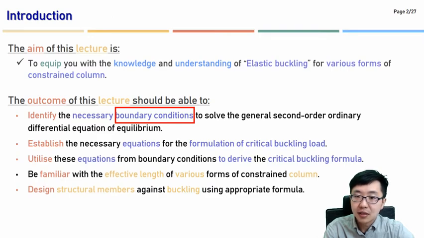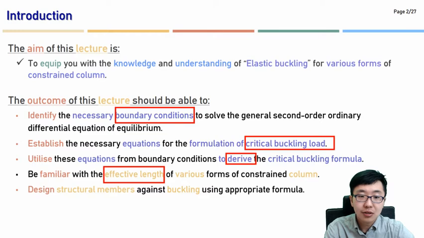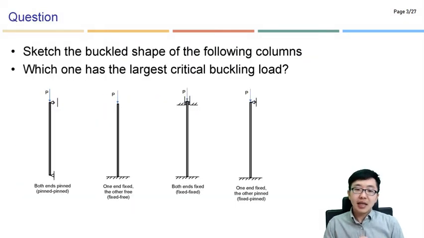to formulate, we will try to derive all the formulations to get the critical buckling load and derivation. I've mentioned the effective length concept, and finally, we will be able to design our structural members to avoid the buckling using the relevant formulations. So last class at the end, I introduced briefly the effective length.